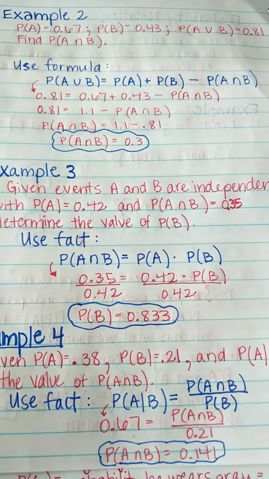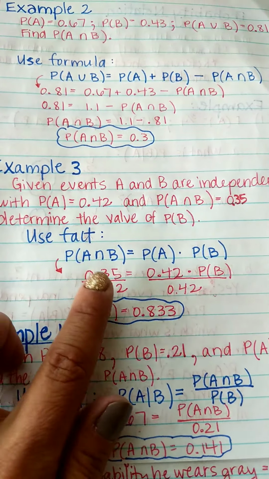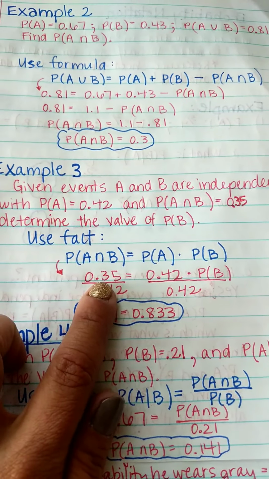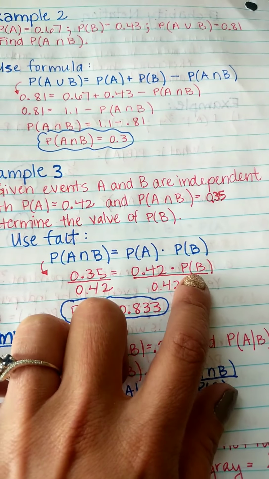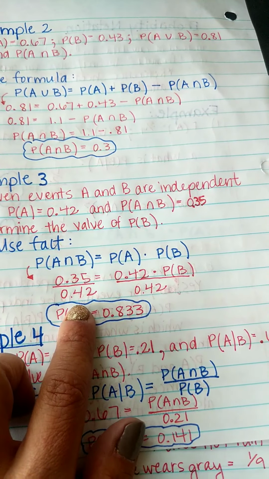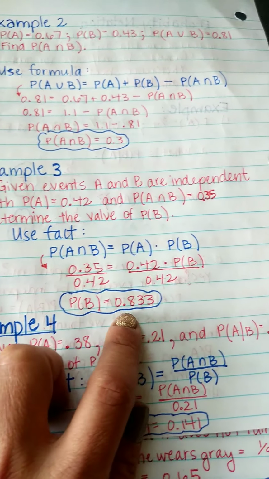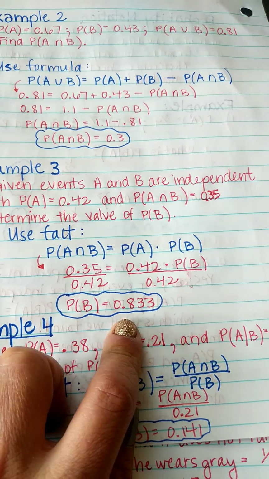Once again, once I have my formula picked out that I'm going to use, I'm just plugging in the values they gave me. So they gave me 0.35 here, they gave me 0.42 here, and this is what I'm solving for. Opposite of multiplication, division, so I divide both sides by the 0.42 to isolate this variable, and I get that the probability of B is 0.833.